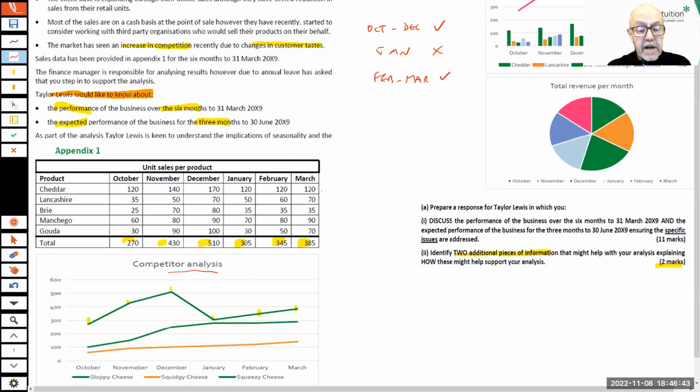Looking at the sales mix, cheddar very popular, Lancashire, interesting. There's something. Oops, wrong colour. Brie shot up in November, December, and then dropped off again, as did Gouda.